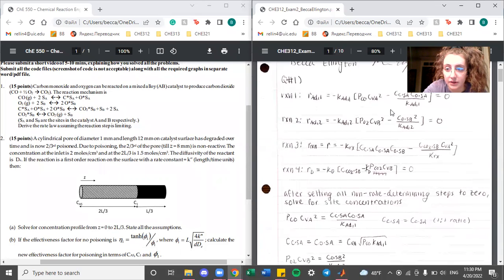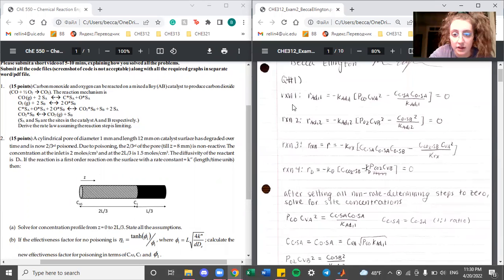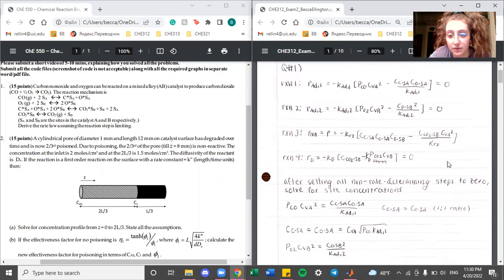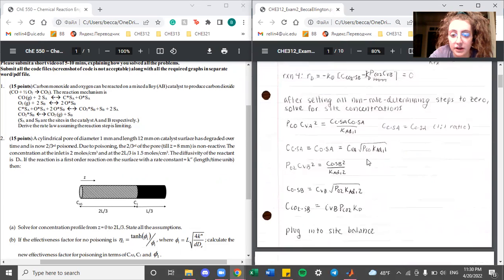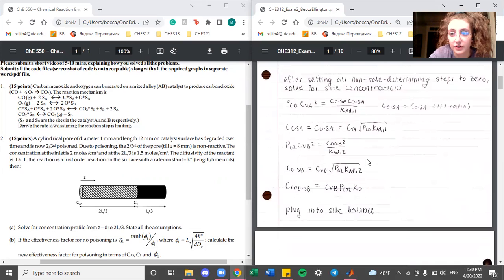So over here, you'll see that I have my reaction 1, my reaction 2, reaction 3, reaction 4. The first two reactions are adsorptions, one of them onto the A catalyst, one of them onto the B catalyst. The third step is the reaction step, so I did not set it equal to 0. And then the fourth step is the desorption step. Setting them all to 0, I was able to get concentrations for different molecules at the different sites.